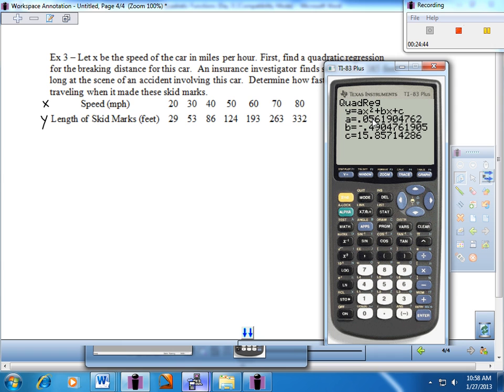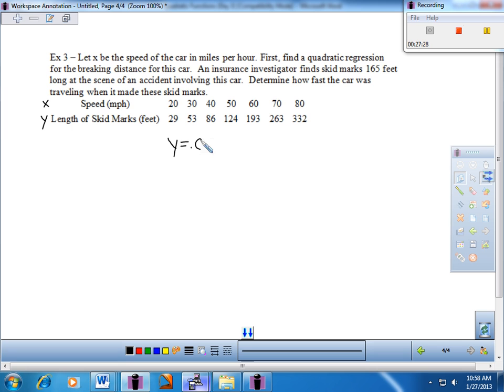I'm seeing an A, a B, and a C. That'll match this data set. Let's put that in place. So if you guys are ready, the quadratic regression would be this. I go about 3 decimal places out on these. If you want to go further, that's great. Obviously, the further we go, the more accurate it's going to be.